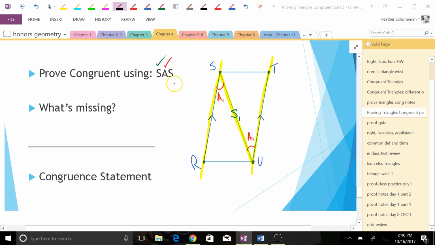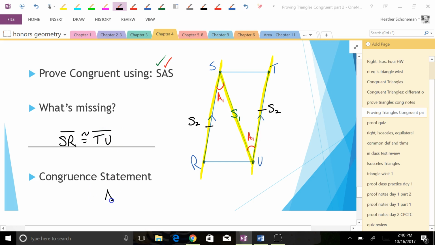Now, this one is specific. It's side, angle, side, so that angle has to be in between side 1 and side 2. Well, the only way to make it in between side 1 and side 2 is to make this side 2. So now what's missing is the left being congruent to the right. So we have SR congruent to, I don't know if that's supposed to be a U or a B. I'm going with U, but whatever you want.